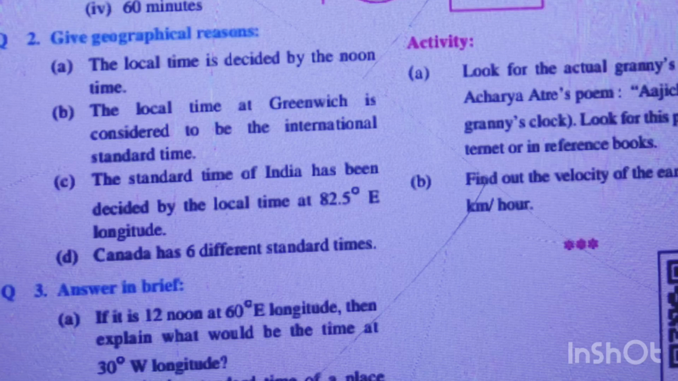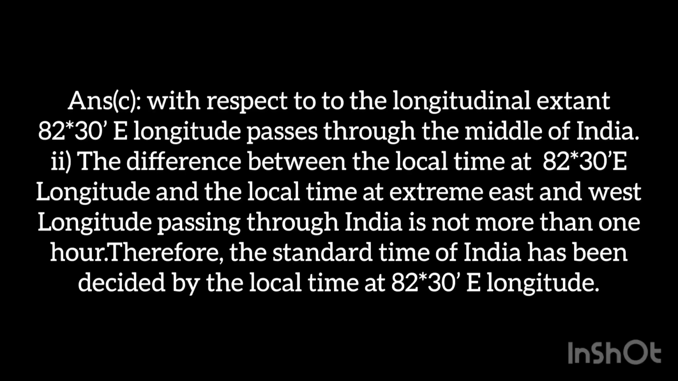Now the third question is, the standard time of India has been decided by the local time at 82.5 degree east longitude. So the answer will come like this. With respect to the longitudinal extent, 82 degree 30 minutes east longitude passes through the middle of India. Second point, the difference between the local time at 82 degree 30 minutes east longitude and the local time at the extreme east and west longitudes passing through India is not more than 1 hour. Therefore, the standard time of India has been decided by the local time at 82 degree 30 minutes east longitude.